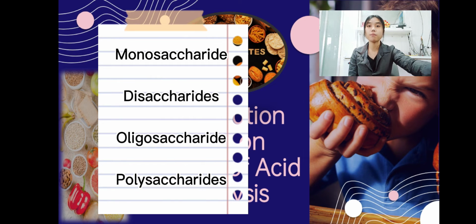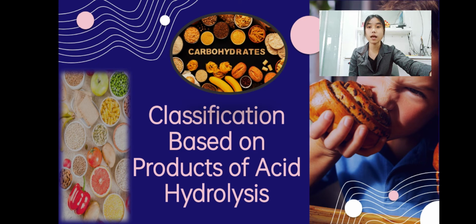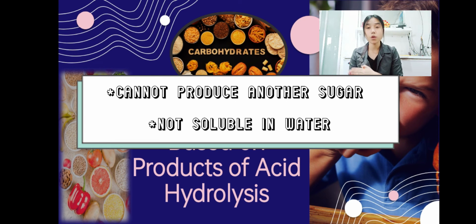First, we have the monosaccharides. The word mono means one. It contains a single polyhydroxy aldehyde and is also a class of sugar that cannot be hydrolyzed into simpler sugar. And when we say hydrolyzed, it is a chemical reaction in which a molecule of water breaks one or more chemical bonds. Meaning, the monosaccharides cannot break to produce another simple sugar, or it cannot be dissolved in water.